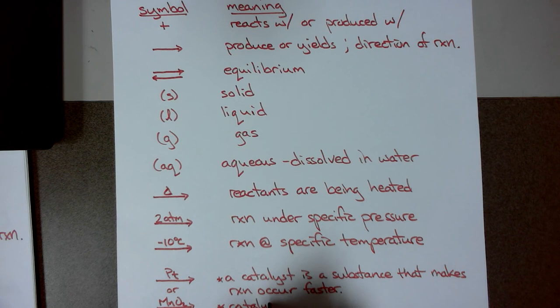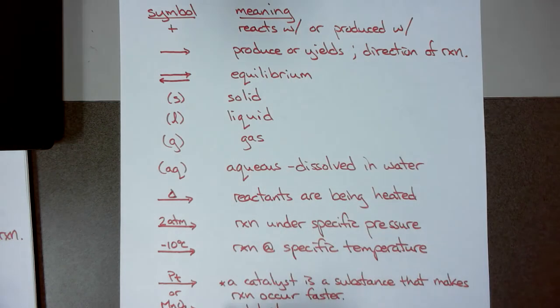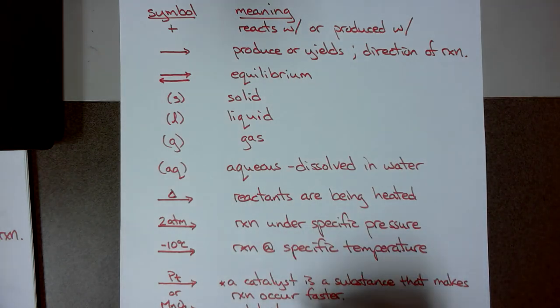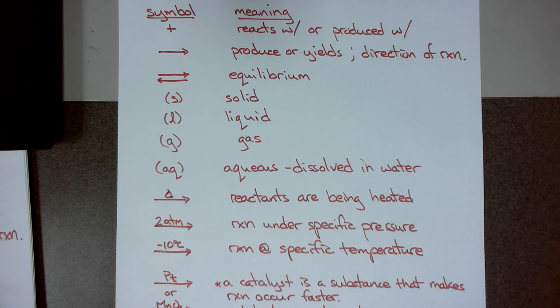And that's why you put it over the arrow, because if you put it as part of a plus sign, then it says it's reacting with, but this doesn't react with. It just makes it go faster, and they don't get used up. So you should be able to recover all of your catalyst after the reaction is over. Okay, so those are symbols in a reaction equation.